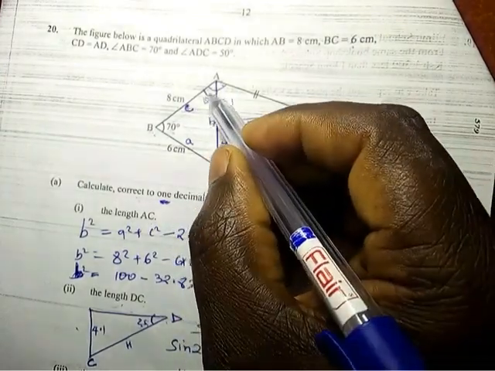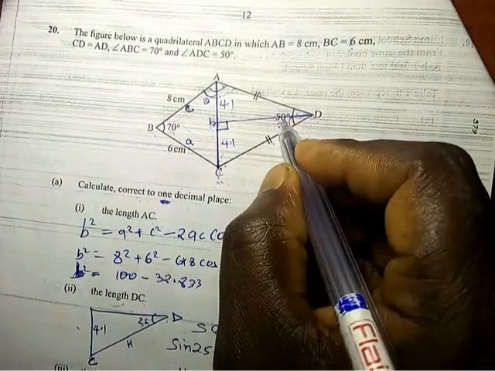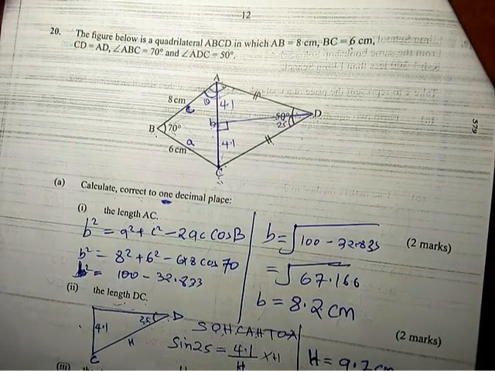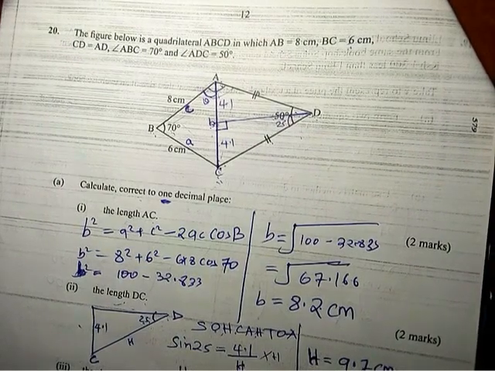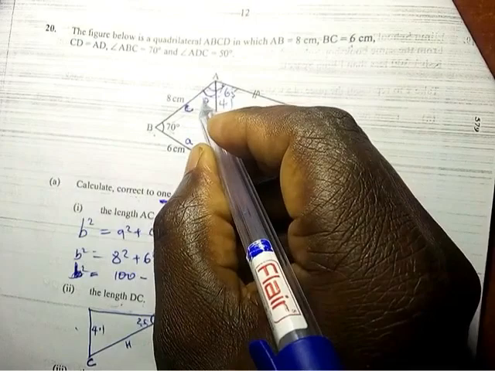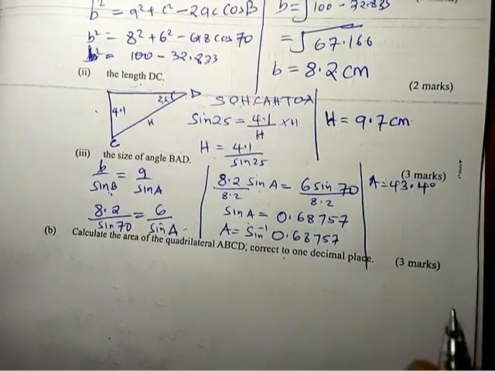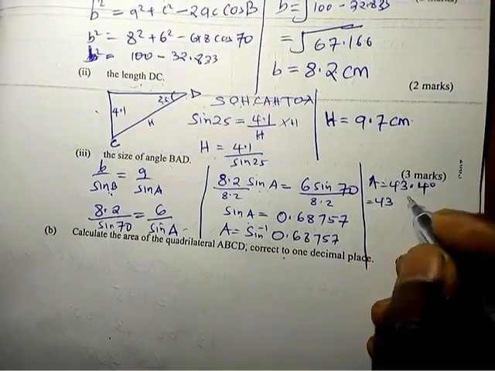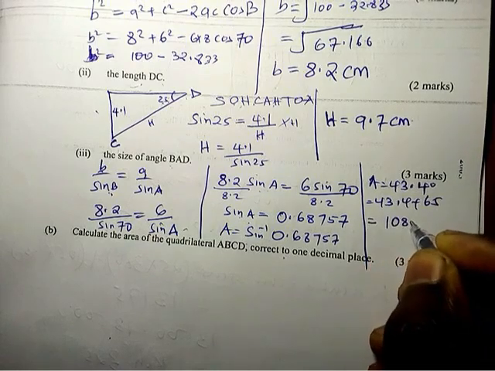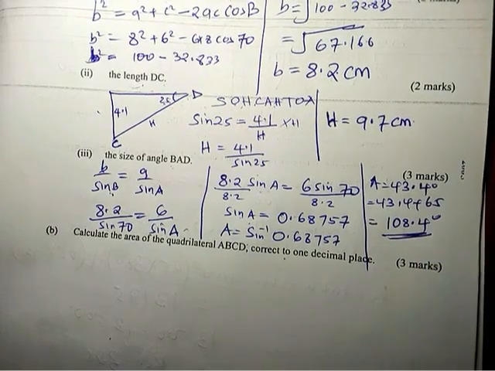Yes, 43.4, but we wanted the whole angle. Here is 50, and so 180 minus 50 is 130. 130 divided by 2 is 65, so here is 65 and here is 65. So 65 plus 43.4 is 108.4. The total angle will be 43.4 plus 65, which gives us 108.4. So the required angle is 108.4 degrees.